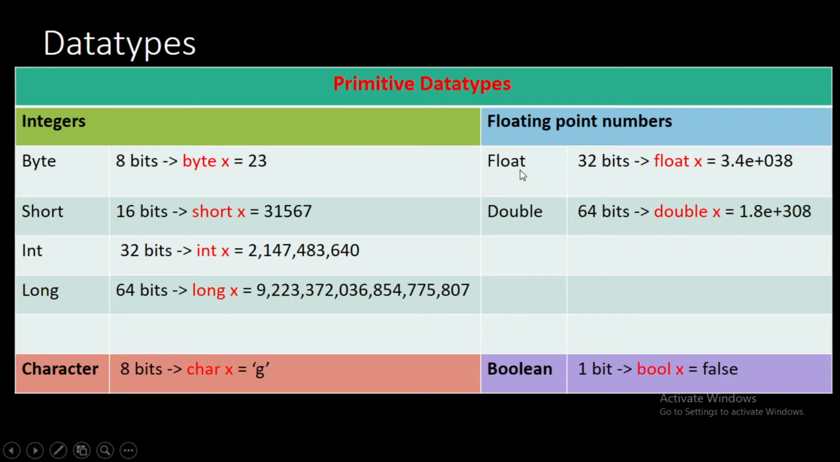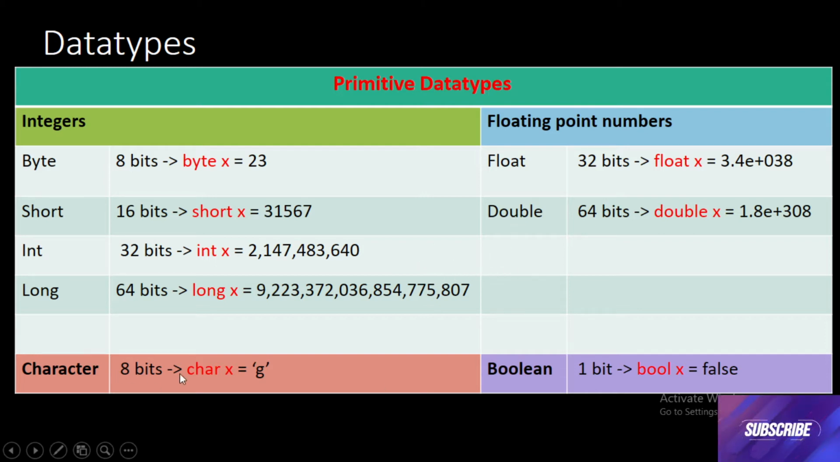Then moving on to the fractional part, we have just two types there: float and double. They are really long, and E represents the exponential value. So it is like 3.4 into 10 power 38, both positive and negative. That's the value for float, and it occupies 32 bits, and double occupies 64 bits. Comparing the lengths, integer can be compared with float because both of them occupy 32 bits, whereas long can be compared with double.